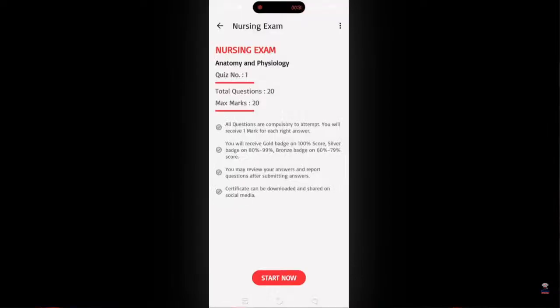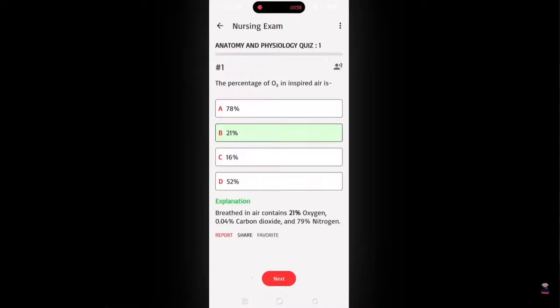The percentage of oxygen in inspired air is A. 78%, B. 21%, C. 16%, D. 52%. So for this, we'll go with the 21%. Correct answer. Breathed in air contains 21% oxygen, 0.04% carbon dioxide, and 79% nitrogen.